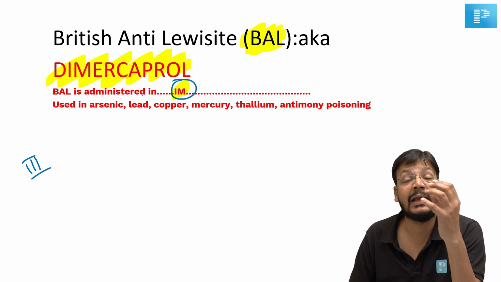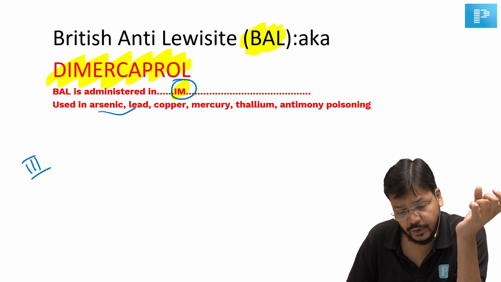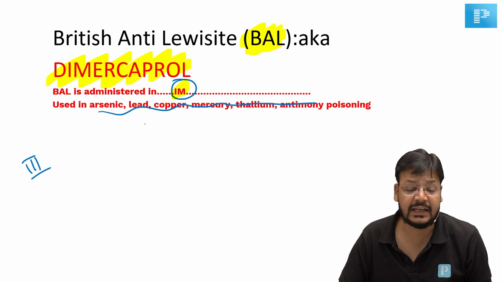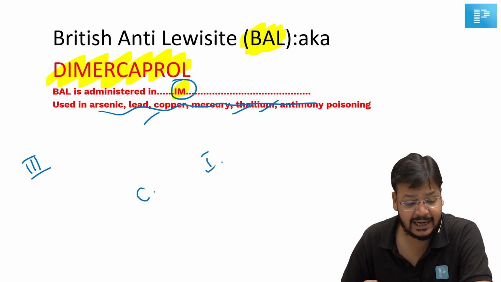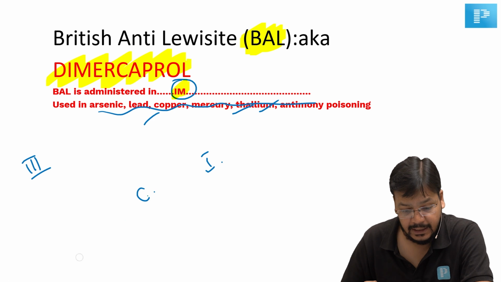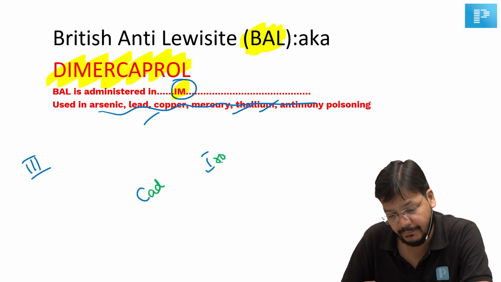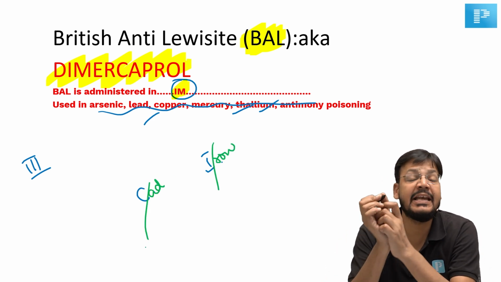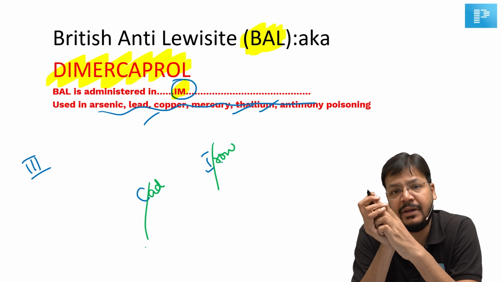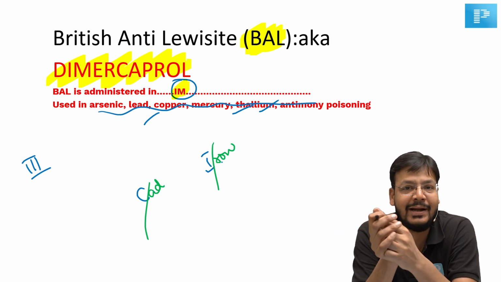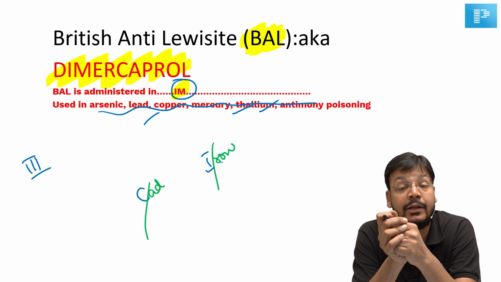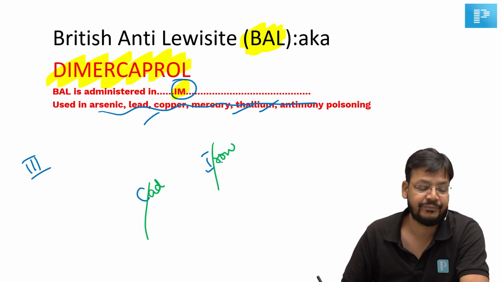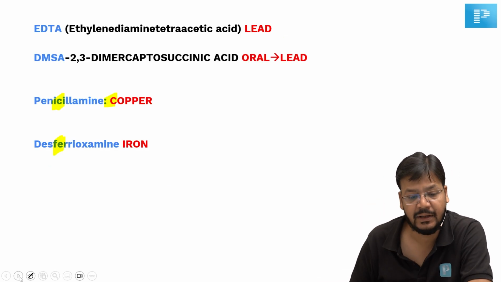It is given as an intramuscular injection and is used in almost all types of metallic poisoning, but it is contraindicated in 2 poisons only: number 1 cadmium, number 2 iron. It is dimercaprol, British anti-lewisite. Most metallic poisons are treated with it.